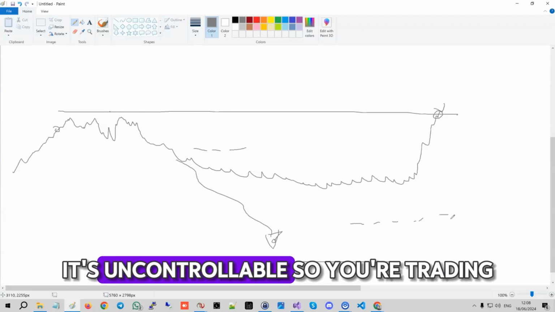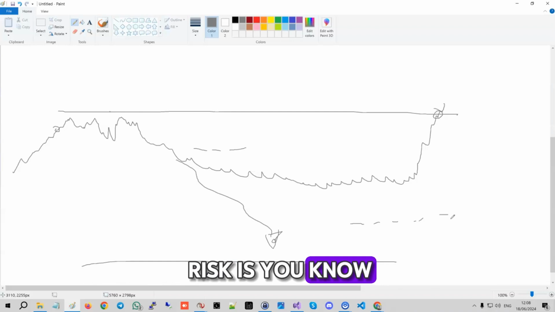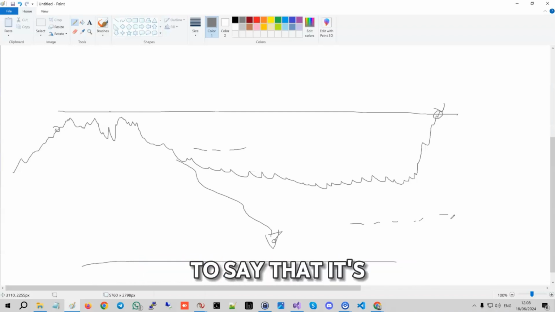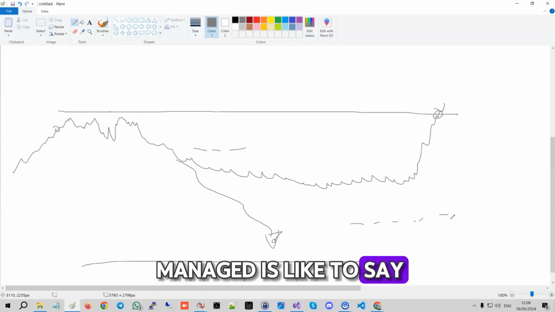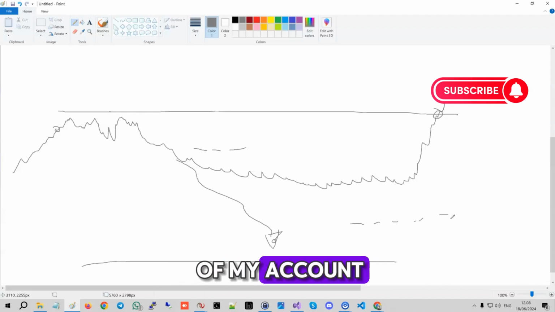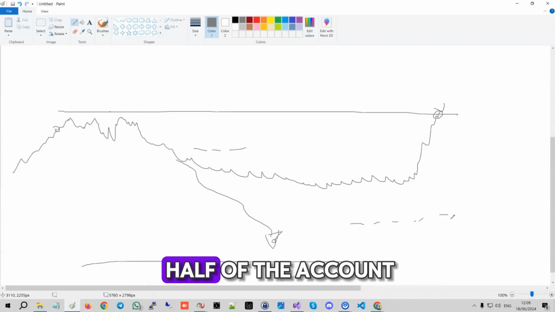It's uncontrollable. So you're trading, but at the end of the day, the risk is managed, you got your stop losses, but it's not controlled. To say that it's managed is like saying, well, I manage my risks. It's like, okay, I'm ready to lose half of my account, and what am I going to do after? Manage my risk again and lose the other half of the account as well?